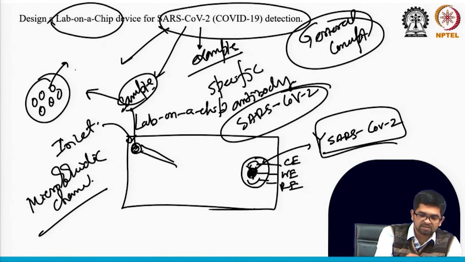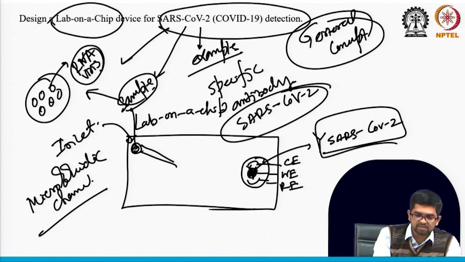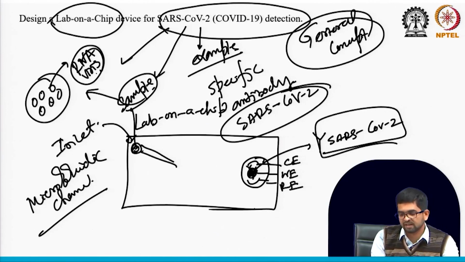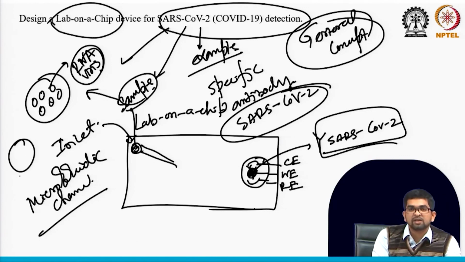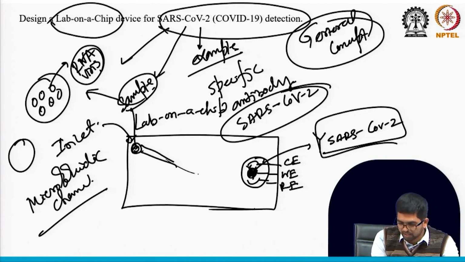SARS-CoV-2 is an RNA virus, right? So in this case, maybe you want to detect the RNA, or you can detect the whole virus. If you want to detect the whole virus, a specific antibody is already immobilized here. So the whole virus may come here through the microfluidic channel, and it can bind with this antibody.